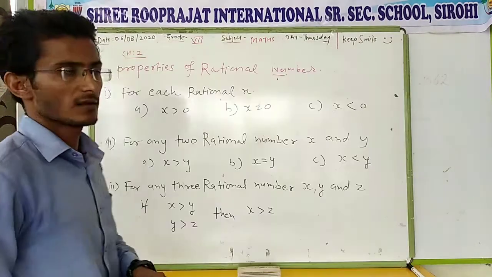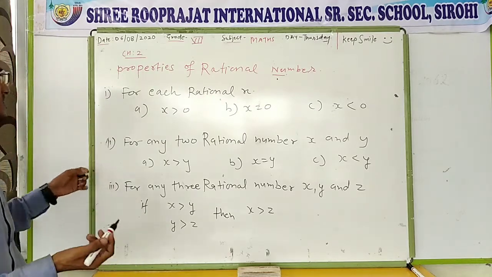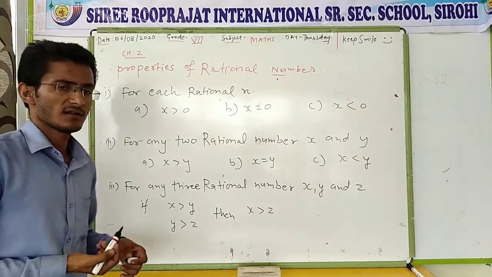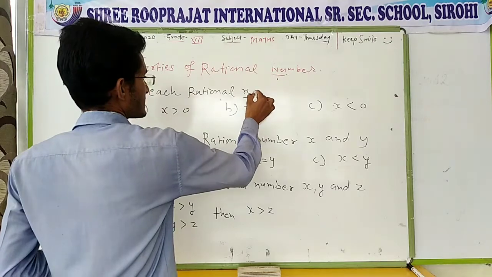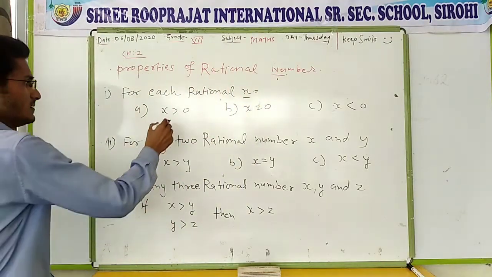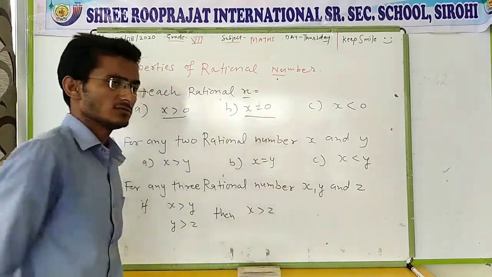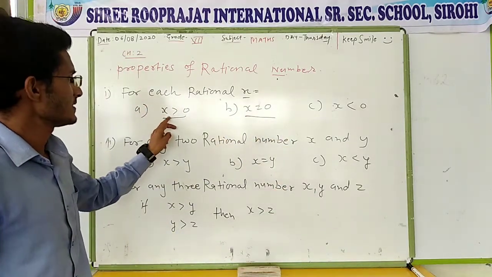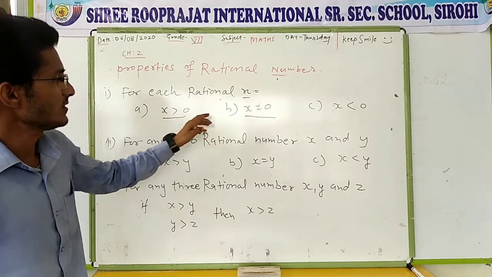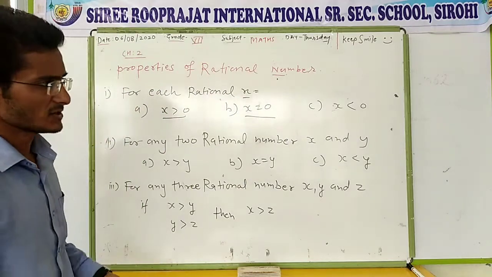Okay. So next point is properties of rational numbers. First one, for each rational number, suppose there is one rational number x. The number is not given, suppose just x. So either the rational number is greater than 0, it may be equal to 0, or maybe it is less than 0. There are three possibilities.